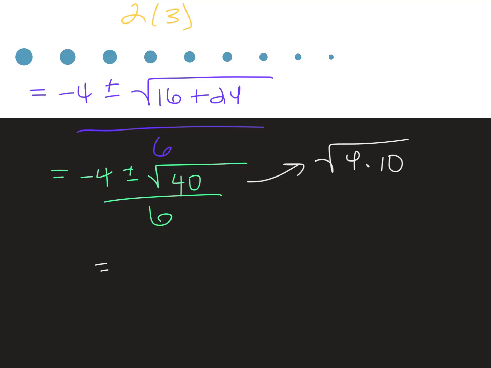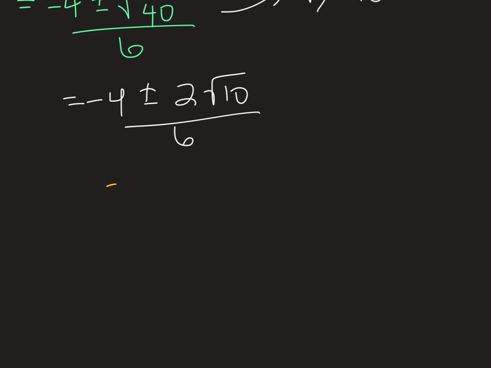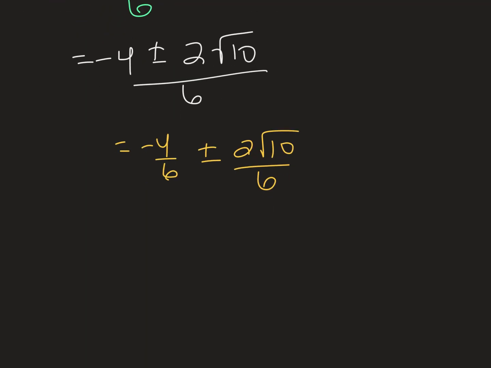So when I simplify that, I have negative 4 plus or minus, what is the square root of 4? 2. So this becomes 2 square roots of 10 over what? Over 6. Now, what did I tell you we got to get in the habit of doing? We got to separate it. We got to pull it apart. So I'm going to rewrite this as negative 4 over 6 plus or minus 2 root 10 over 6.